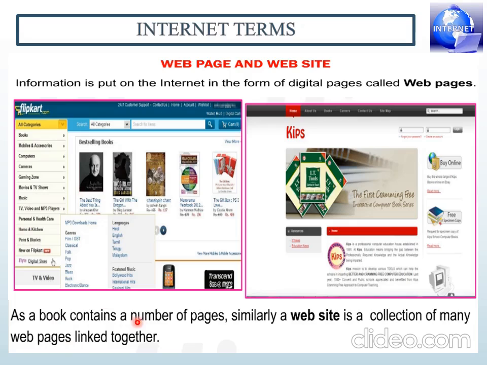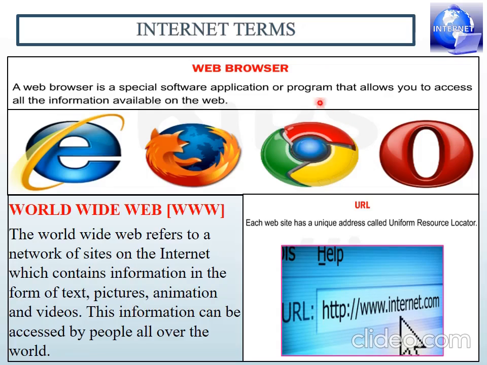As a book contains a number of pages, similarly a website is a collection of many web pages linked together. So many web pages together are called a website. Now the next term is web browser. A browser is a special application or program through which we can access the internet. Examples are Internet Explorer, Mozilla Firefox, Google Chrome, and Opera. These are various types of browser applications, just like in our school we have English, Tamil, Maths, and various information for each subject.